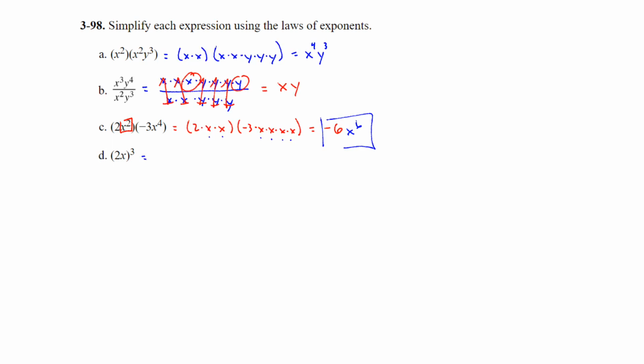And on D, so everything inside there is being multiplied by itself 3 times. And then you have 2 times 2 times 2. It's 8. And then x times x times x is x to the 3rd power.